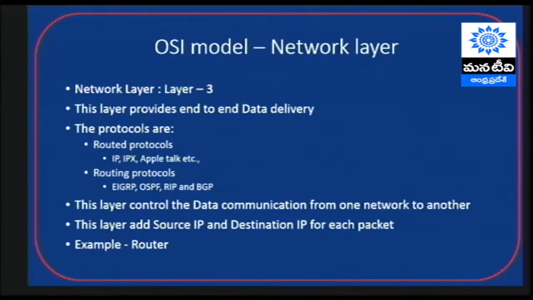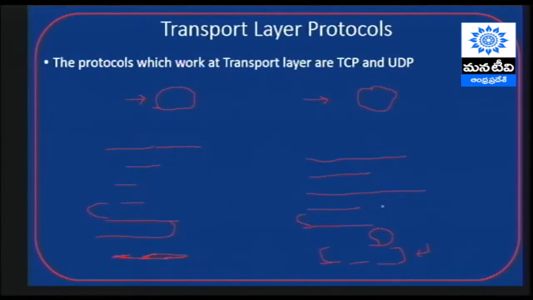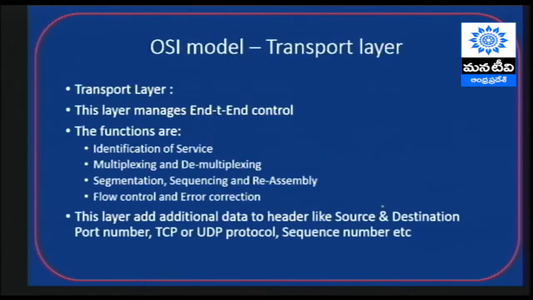So before we move to the network layer, let's quickly look at the functions that are performed by the transport layer. This layer will add additional data to the header, like for example the source and destination port numbers, and the type of protocol, whether it is TCP or UDP, and the sequence number are also added as additional information.